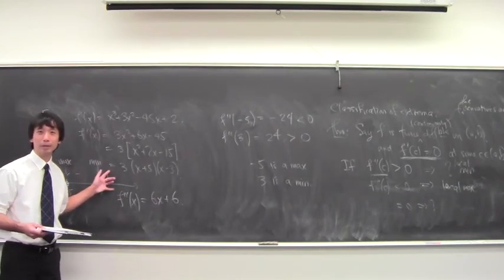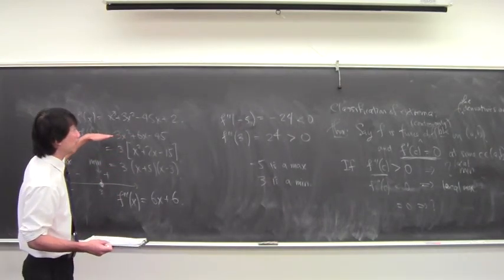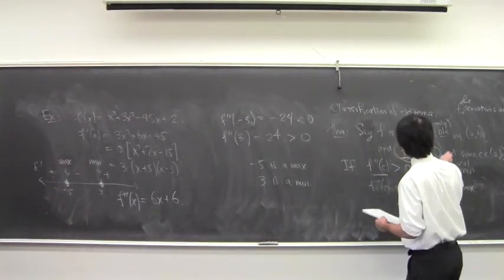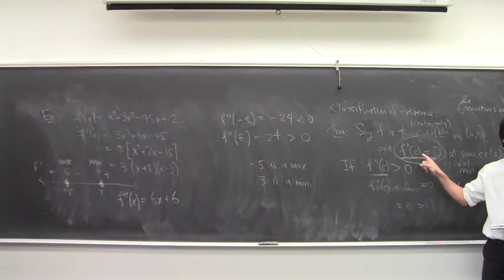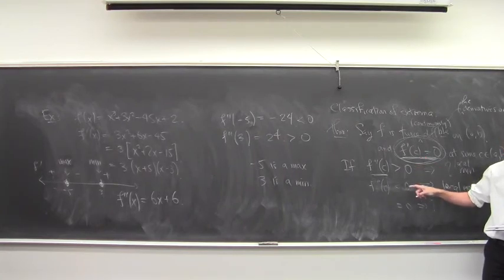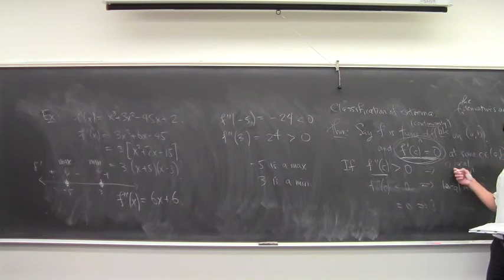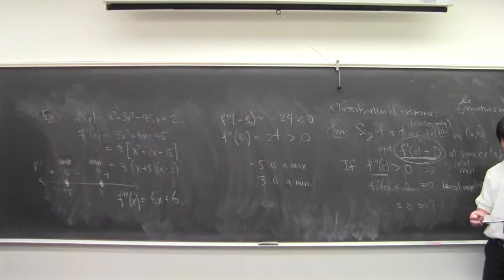It's pretty straightforward. You take the first derivative and you look where the first derivative is 0. And then at those points, don't check other points. At those points where the first derivative is 0, check the sign of the second derivative, and if it's greater than 0, you get a min. If it's less than 0, you get a max. So pretty simple.